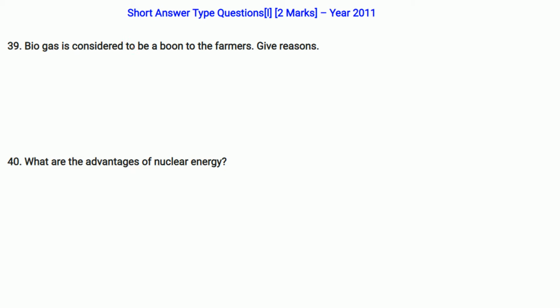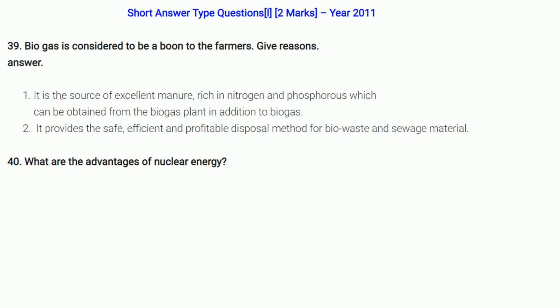Biogas is considered to be a boon to the farmers. Give reasons. It is the source of excellent manure, rich in nitrogen and phosphorus, which can be obtained from the biogas plant in addition to biogas. It also provides a safe, efficient and profitable disposal method for bio-waste and sewage material.